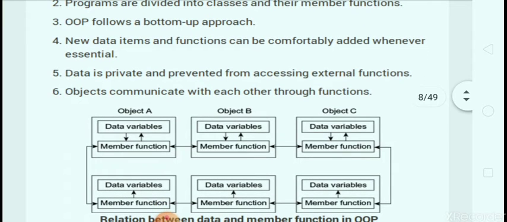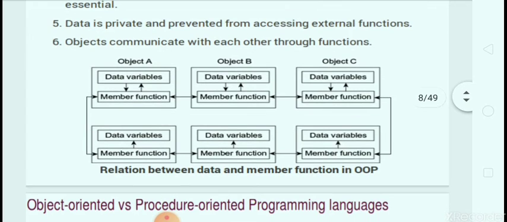Data is private and prevented from access by external functions. Here we have to provide some access specifiers for providing data security. Whatever data members and member functions are created in a program or class, they will be secured by using access specifiers in object oriented programming. Objects communicate with each other through functions. When we create a number of objects from one class, then one object can communicate with another object through the functions. Whatever functions are declared in the particular class will be used for communicating from one object to another object.